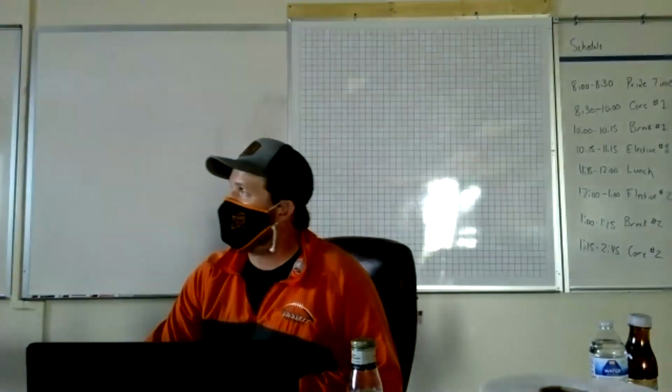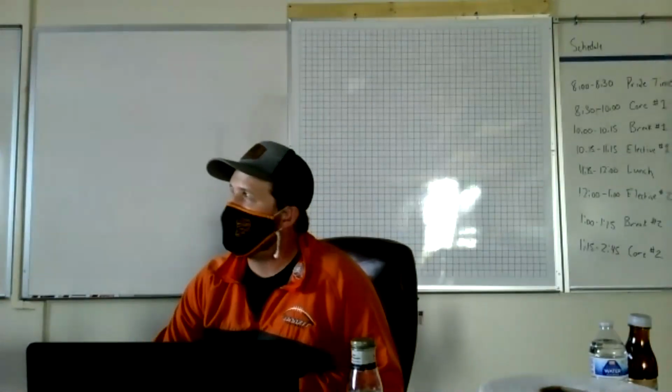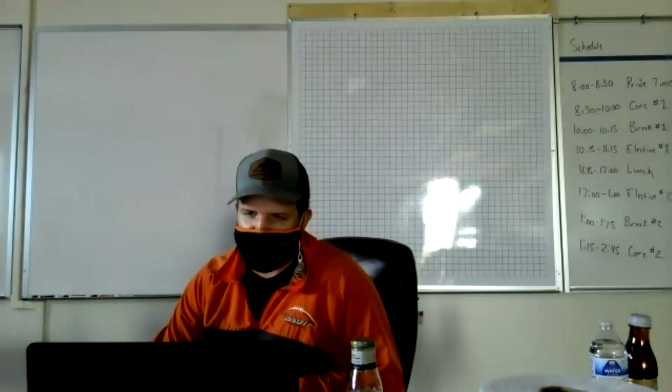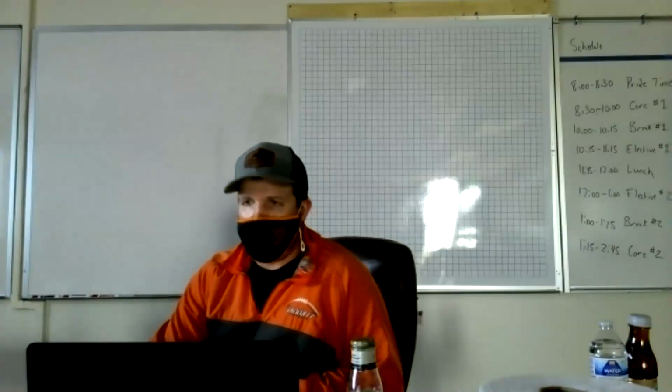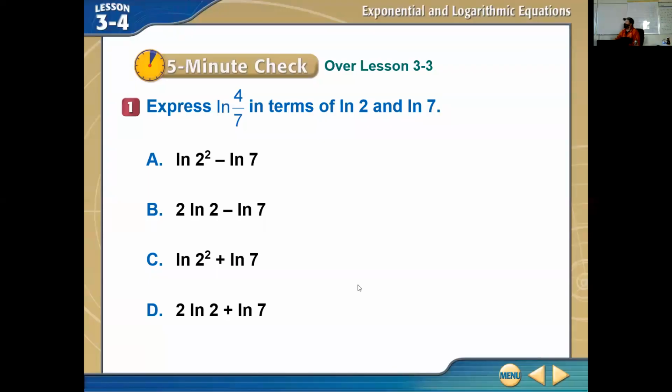But on the bell work, the correct answer is B. All right. So now let's go off to our 5-minute check over condensing and expanding. So remember, today we're going to be solving logarithmic equations. Condensing and expanding is the way that you do it. Okay. So first question, we want to express the natural log of 4/7 in terms of natural log of 2 and natural log of 7.